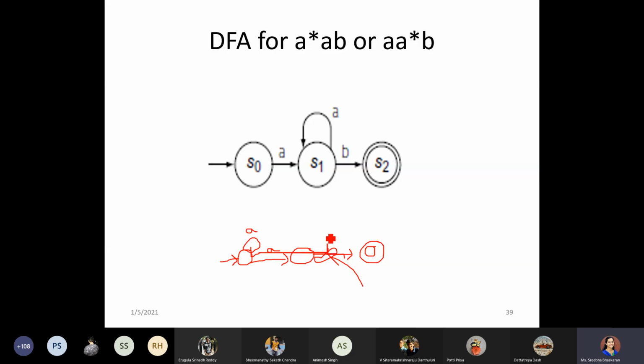So we have three states. The first one is the initial state. The last one is the final state. In between, the first state is having the self loop with respect to the A transition. From the first state, we are moving on to the second state with respect to the A transition. From the second state, we are moving to the final state with respect to the B transition. So if you draw it this way or the other way, both would be giving us the regular expression for A star AB or A star B. Okay.